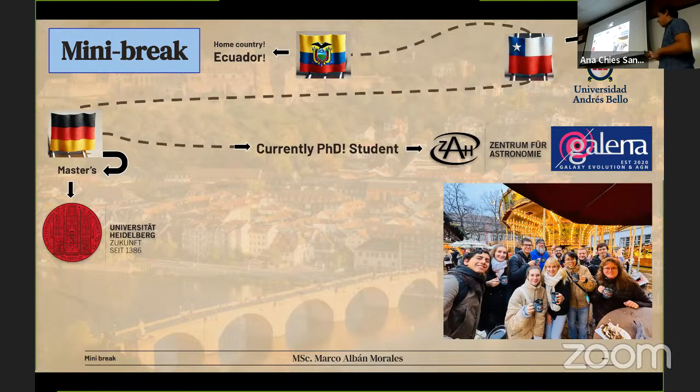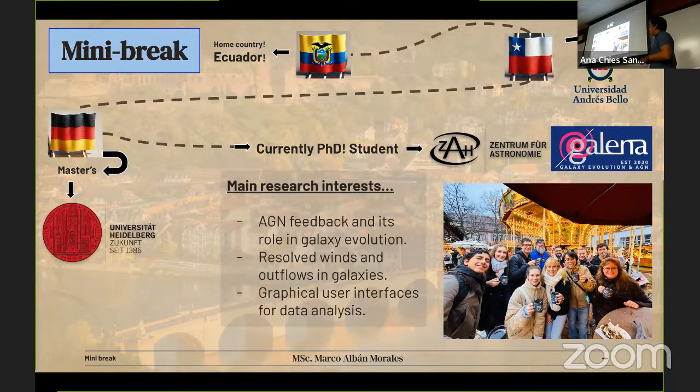And now, slowly coming back to science, my main interests are AGN feedback and its role in galaxy evolution. So we are going to start with AGN in the next slides. Then I also have interests in resolved winds and outflows in galaxies, and I really like to create graphical user interfaces for science and data analysis, which I like to highlight because I think we need these kinds of things.